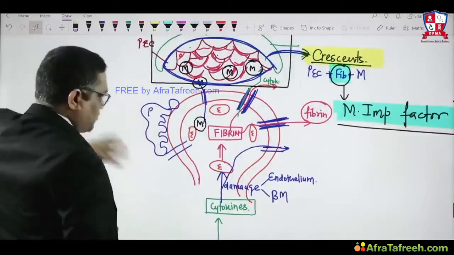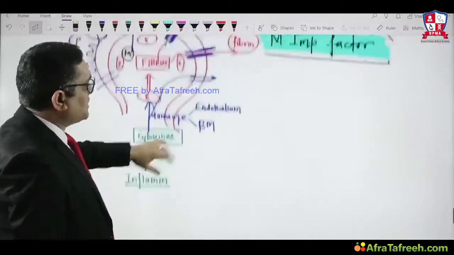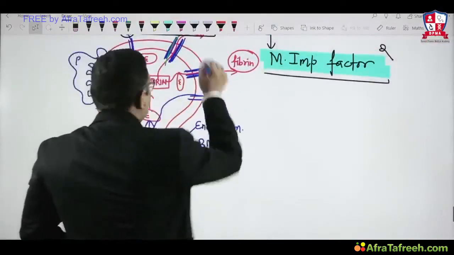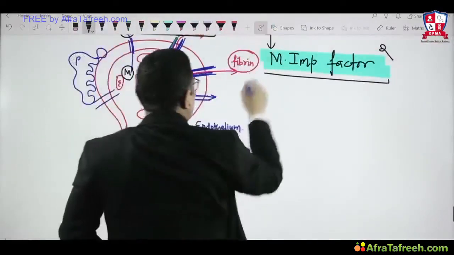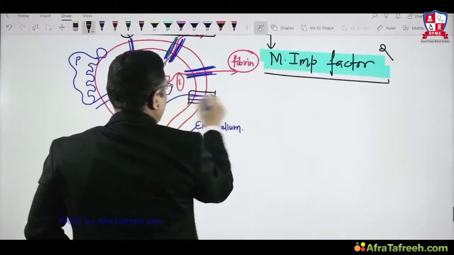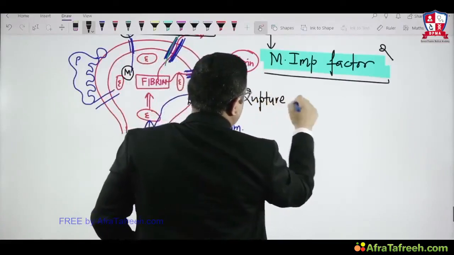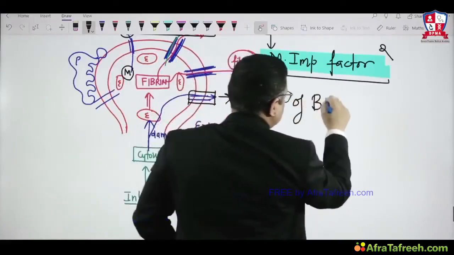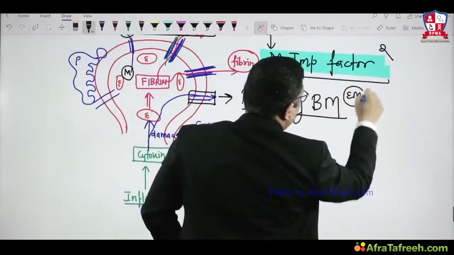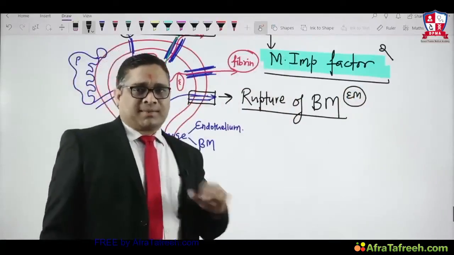Another important thing I wanted to correlate from here: when you see the electron microscopy of this area, there is a rupture of the basement membrane. See what I am showing you here? This area is showing rupture of the basement membrane. That was another important MCQ in the All India exam. On electron microscopy, rupture of the basement membrane is the feature of RPGN, right?